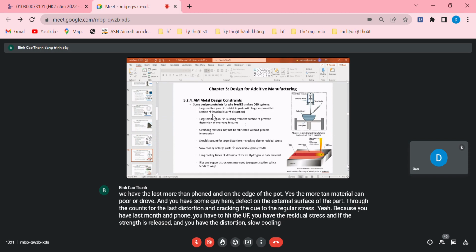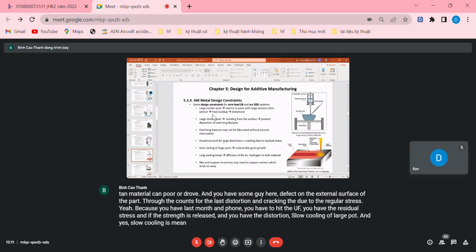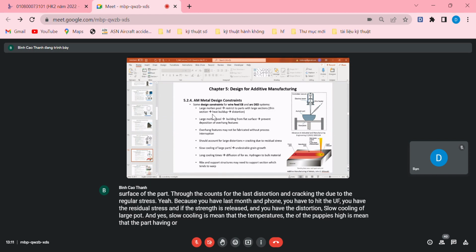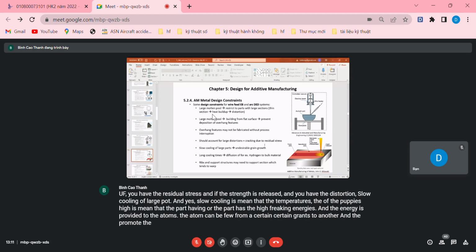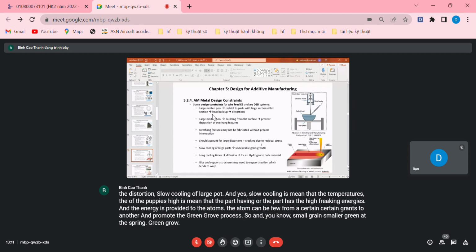Slow cooling of the large part means that the temperature of the part is high. It means that the part has high free energy, and the energy is provided to the atoms. The atoms can diffuse from certain grains to another and promote the grain growth process. Smaller grains mean better strength; grain growth means strength reduction.